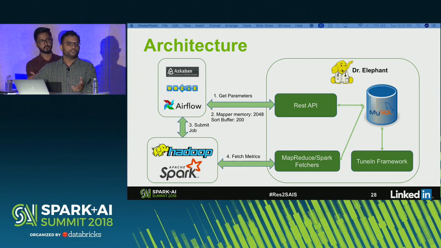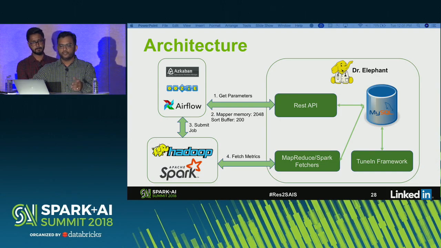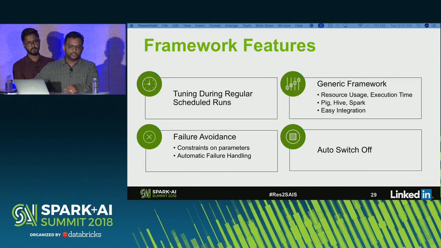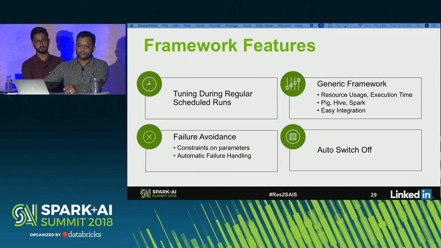The tuning framework uses those heuristics as well as metrics like resource usage, execution time, and wait time from what the fetchers have computed. Based on that, it will define the fitness of those parameters and try to find new suggestions for that particular job. So this is how this framework works. These are some of the features of the framework.